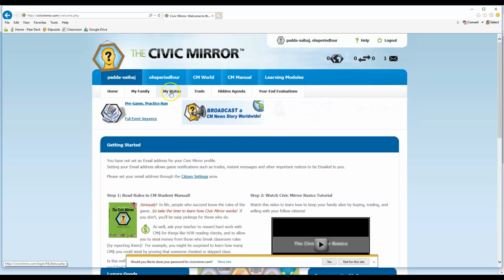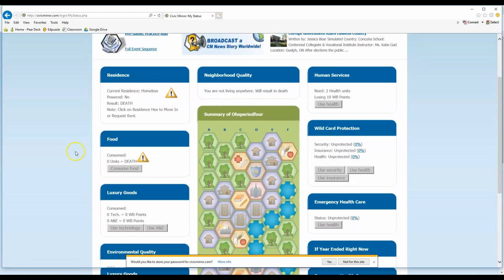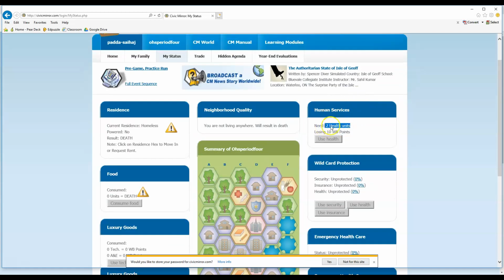Alright, the first thing that you're going to want to learn how to do when you're in Civic Mirror is find out what the status of you and your family is. So you would click on your own name, which would be in the far left corner here, and then click on My Status. As you can see, this citizen of the country is homeless, which is going to cause a death in his family if he doesn't solve it, and has no food, which will also cause a death in the family if he doesn't solve this problem. Meanwhile, this person, if he takes care of these most important problems, he's also going to need to take care of this human services problem.